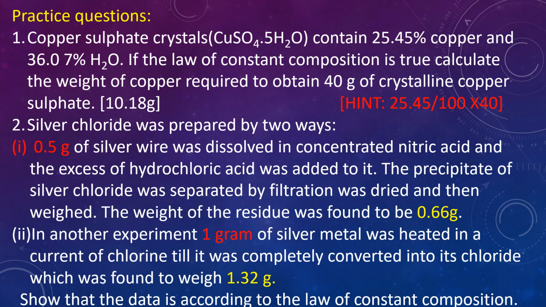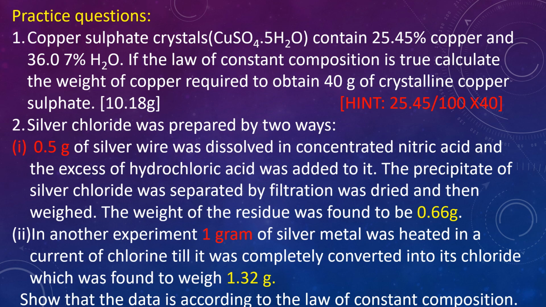Now the second question is, silver chloride was prepared in two ways. In the first way, 0.5 gram of silver was dissolved in concentrated HNO3 and excess hydrochloric acid was added to it. And we get a precipitate of silver chloride, and the weight of this residue is 0.66 gram. Now in another experiment, we take 1 gram of silver metal and it is heated in a current of chlorine and we get 1.32 gram of silver chloride. Now show that these data are in accordance with the law of constant composition.